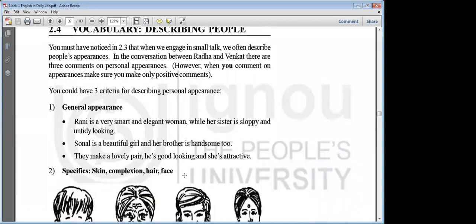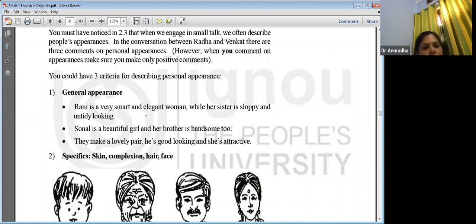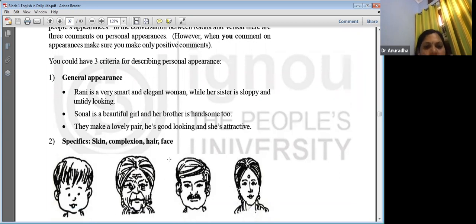Yes. Okay, so that was just a simple thing which we have already done in unit 1. Aap usko usme se hi dekhe, you need to answer those questions. Okay, let us do 2.4 vocabulary. Describing people. How to describe people? For example, Rani, three things you can follow generally. Rani is a very smart and elegant woman, while her sister is sloppy and untidy. Sonal is a beautiful girl. And her brother is handsome too. They make a lovely pair. He is good looking and she is attractive.